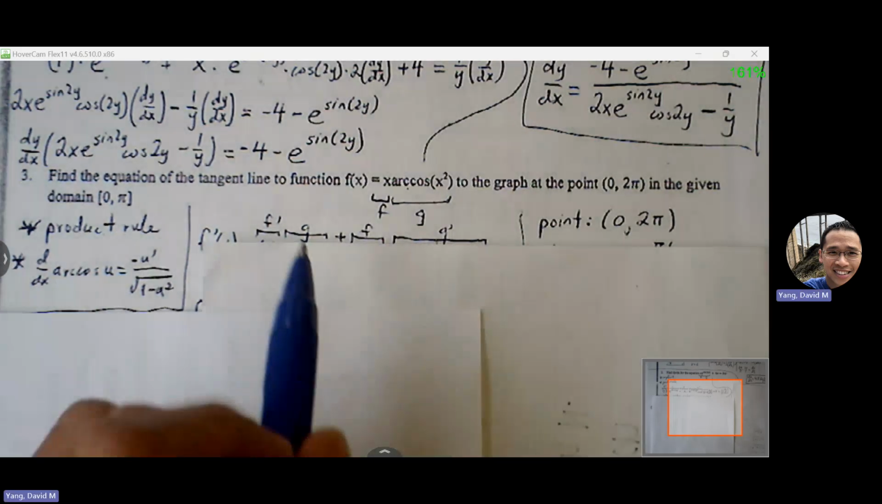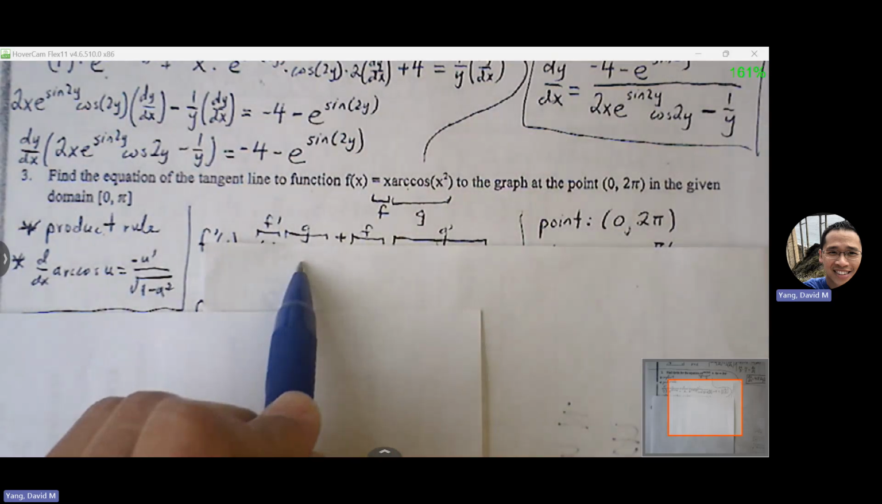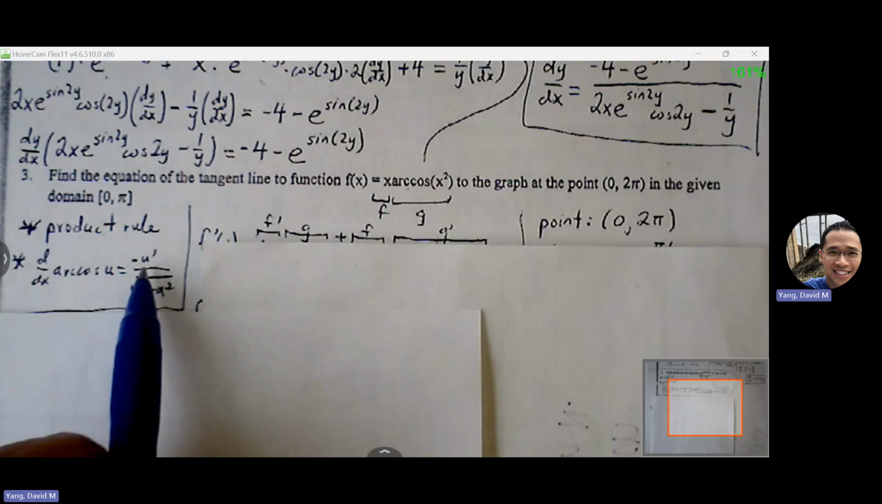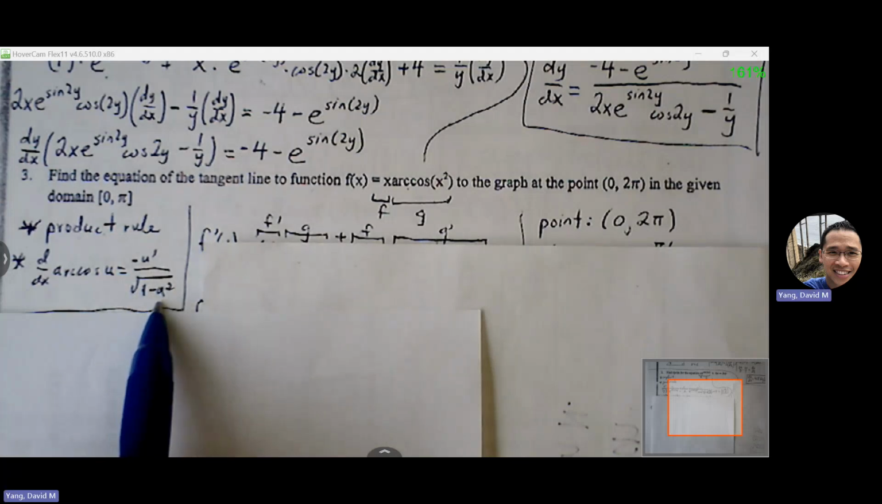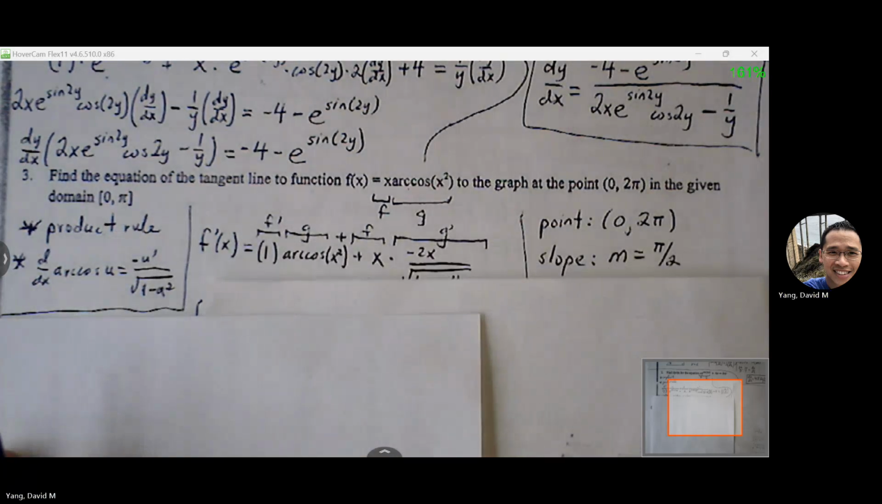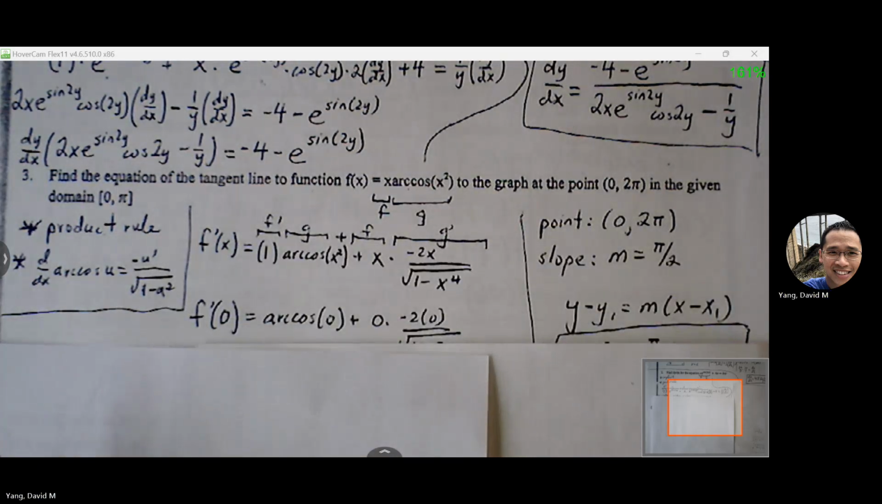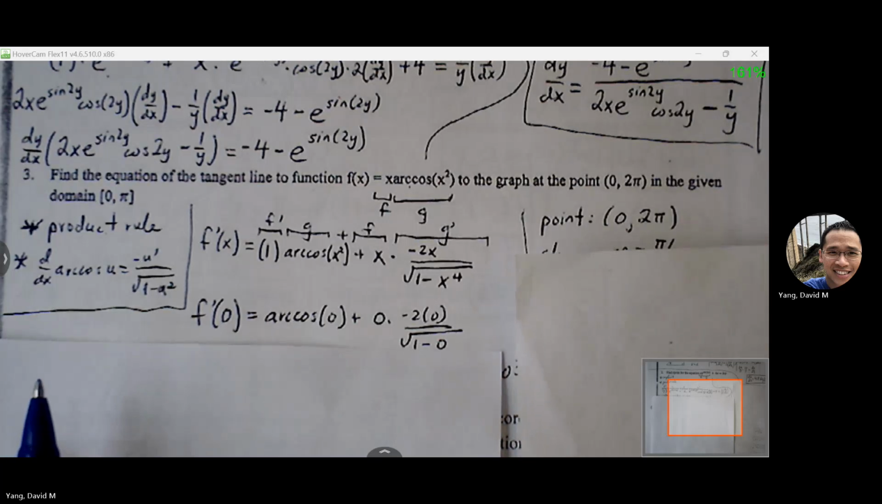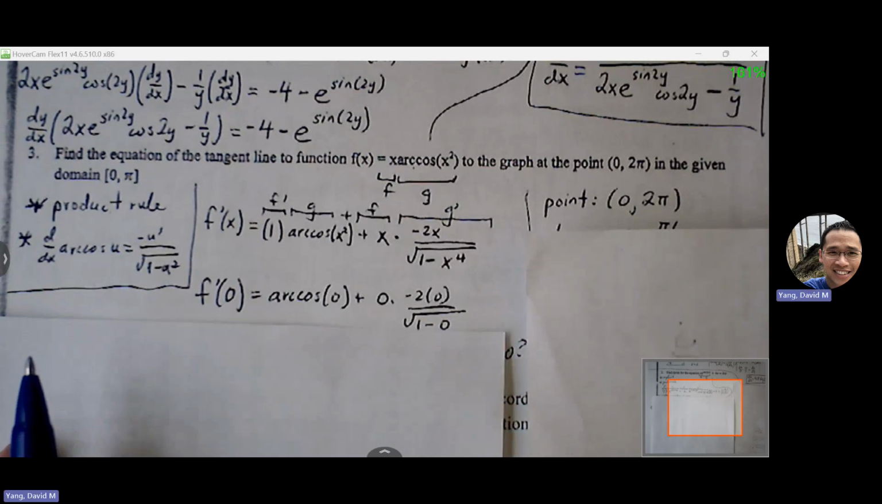Okay, f prime g plus f g prime, x becomes 1, g stays the same, f stays the same. Arc cosine of x squared becomes negative 2x over the square root of 1 minus x squared squared, so x to the 4th. Once you have your derivative, we're ready to move into using that to find the slope.